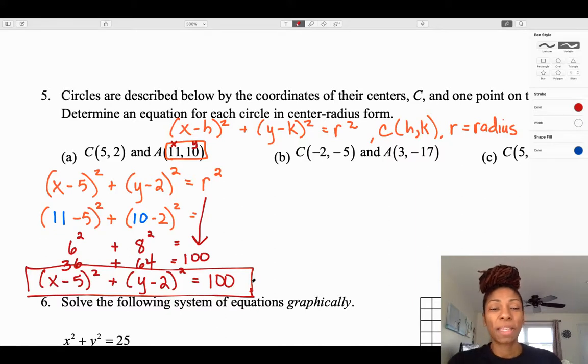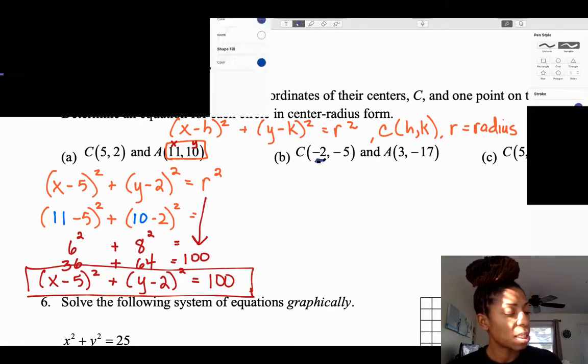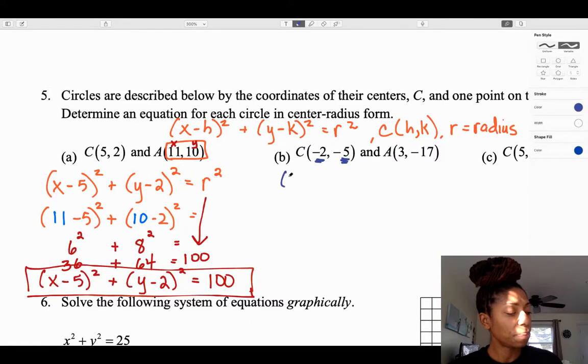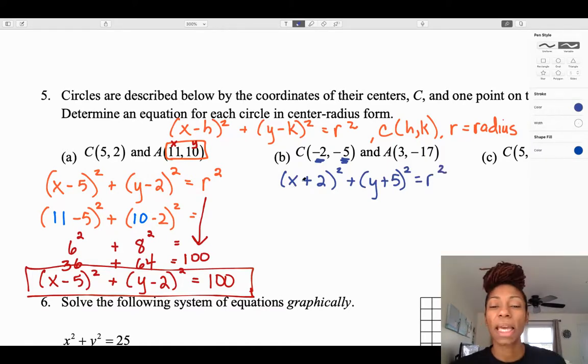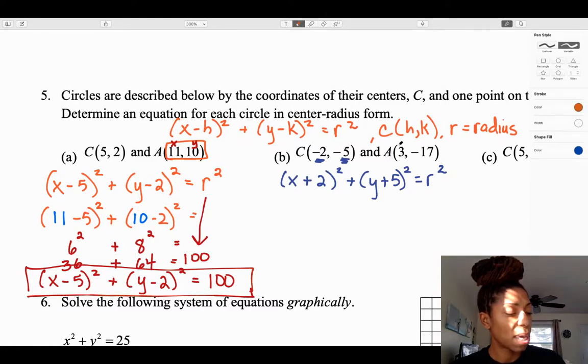Let's do it again for B. Of course, you're going to try it yourself first. Let's change the color. So we're going to substitute the center. That's my h and that's my k. X plus 2 squared plus y plus 5 squared equals r squared. Next, we substitute the values that they gave us. This is my x and this is the y.